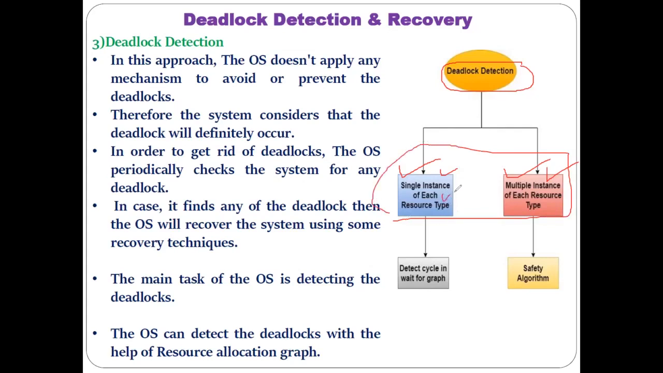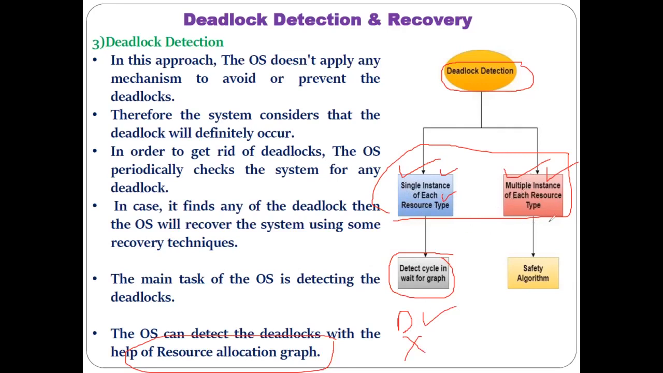In the first case, where there are single instances of each resource type, detection of a cycle is done, meaning we detect whether a cycle is present or absent. If a cycle is present in the resource allocation graph, I will show you that with an example, it means the deadlock is present. If a cycle is not present, then the deadlock is not there. That is done in the first case, where there is a single instance of each resource type.